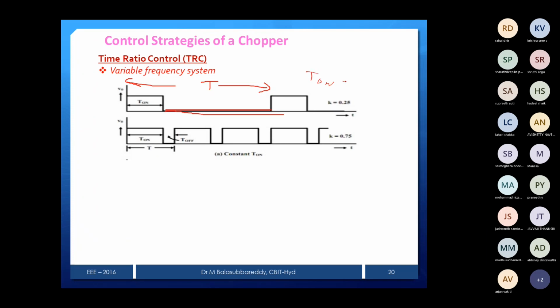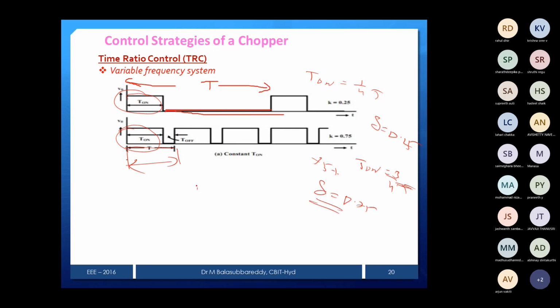So T on is equal to 1/4 of the total time, because here the off period is large, so 25%. Now in the second case you can see the T on durations are the same compared to these two, but the total time is only this much, whereas earlier the total time was this one. Then T on is equal to 3/4 of the total time. Total time is only this much, no? In that, T on is more. That's why it is 75%. And you can see delta is equal to 0.25 in the first case and 0.75 in the second case.